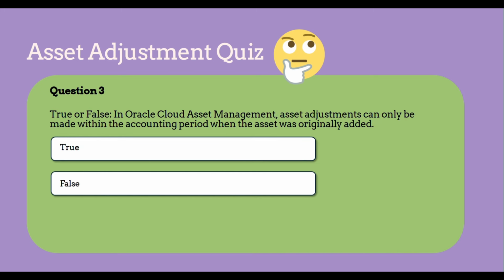The final question, question 3, true or false? In Oracle Cloud Asset Management, asset adjustments can only be made within the accounting period when the asset was originally added. Is it true or false? And the answer is false. So asset adjustments can be made within accounting periods which are not necessarily the periods where the asset was added.